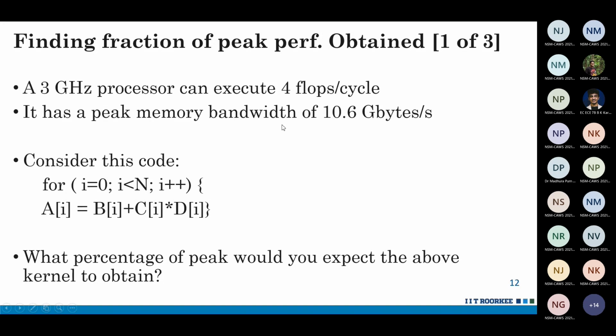And it has a peak memory bandwidth of 10.6 gigabytes per second. They have given a kernel to us and they are asking what percentage of peak performance we would expect the kernel to obtain.